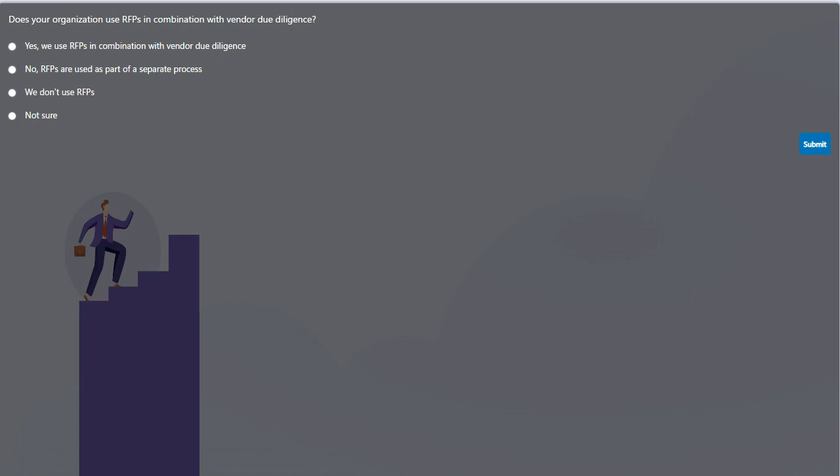This poll question is, does your organization use RFPs in combination with vendor due diligence? Yes, we use RFPs in combination with vendor due diligence. No, RFPs are used as part of a separate process. We don't use RFPs, or you're not sure.